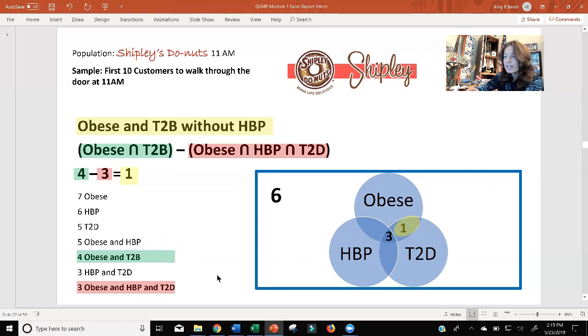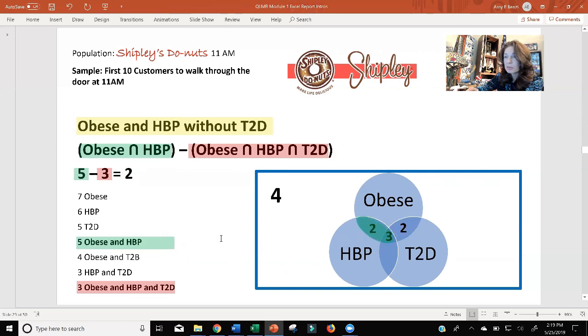All right, next we're going to look at who is obese with high blood pressure but does not have type 2 diabetes. Well, again, in this case, we have 5 people who are obese with high blood pressure. But of those 5, 3 of them had all 3. And I want to know who is just only obese with high blood pressure but without type 2 diabetes. So I'm actually going to subtract out that 3, which is going to leave me with just 2 in the section that I want to talk about.